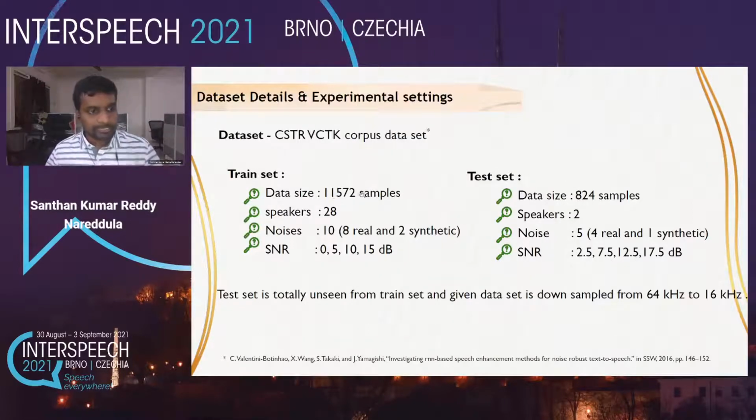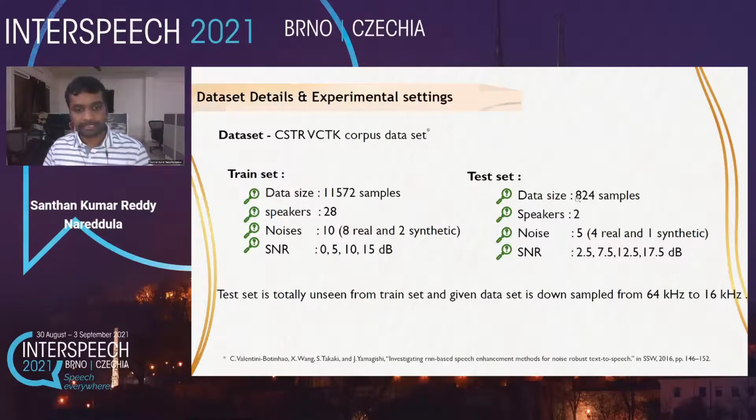So coming to the dataset, for this we chose the widely used CSTR VCTK corpus dataset, which is of this configuration. The train set is around 11,000 samples with 28 speakers, and noises of 8 real and 2 synthetic, at SNRs of 0, 5, 10, 15 dB.